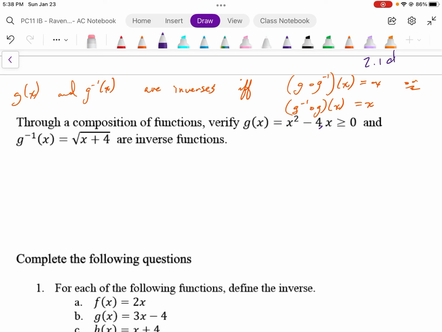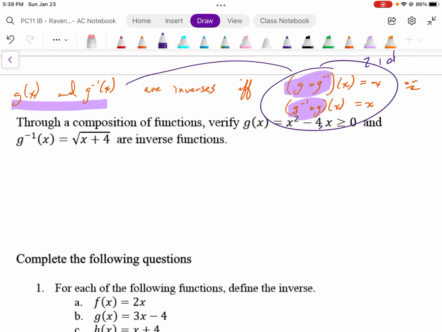Well, through a composition of functions, how can you verify if a function's an inverse of another one? It's through this property. g composed with g inverse of x is equal to x, or g inverse of g of x is equal to x. So if and only if means that it's bidirectional. So if two things are inverse of each other, this property has to hold true. And if you ever notice that functions have this property, that implies that they are inverse functions.